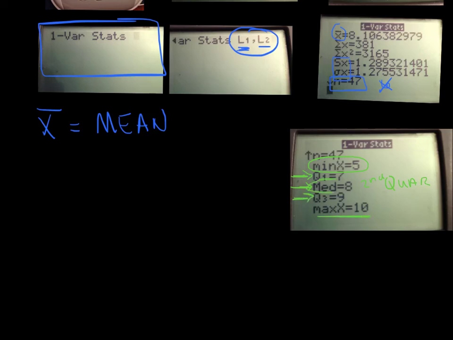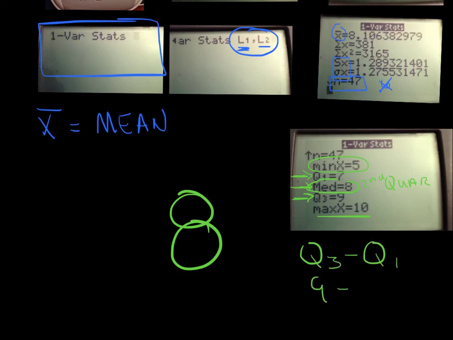So the median, which is what they're ultimately asking for, is 8. That's my answer. All I had to do is type it in the calculator. If they wanted the interquartile range, I would do Q3 minus Q1, 9 minus 7 equals 2.